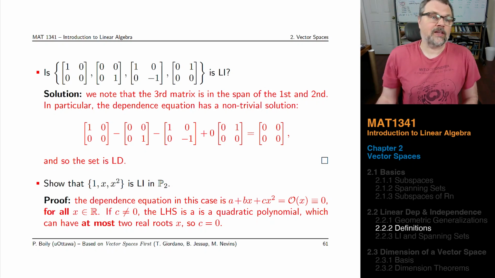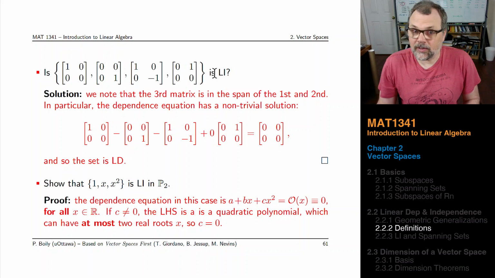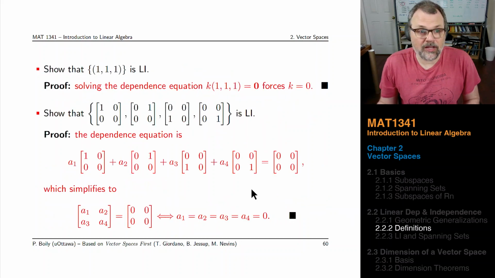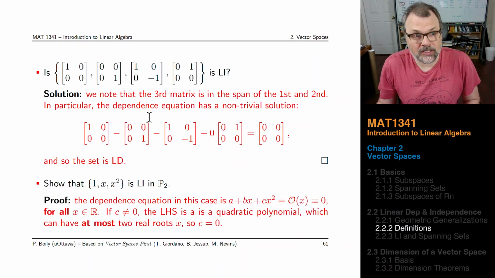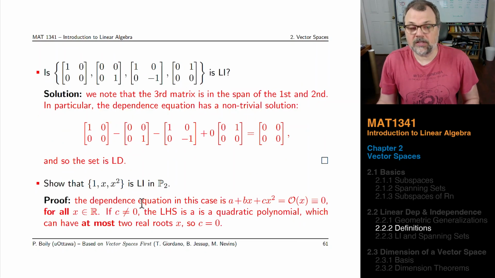What about this set here? It has 4 vectors. Is it linearly independent? The previous example had 4 vectors. They were all 2 by 2 matrices, such as is the case here. These ones were linearly independent. Let's see about these 4.